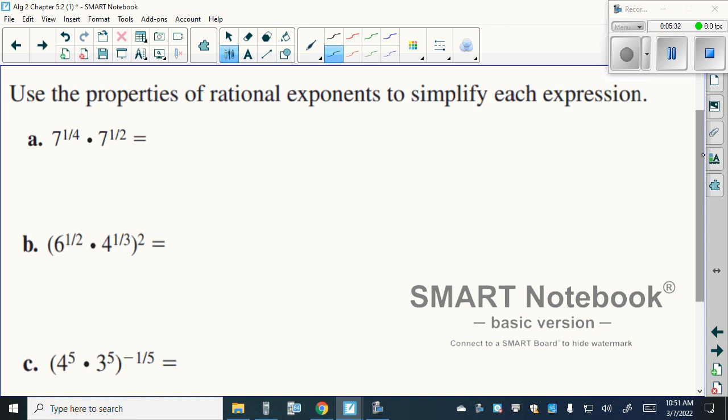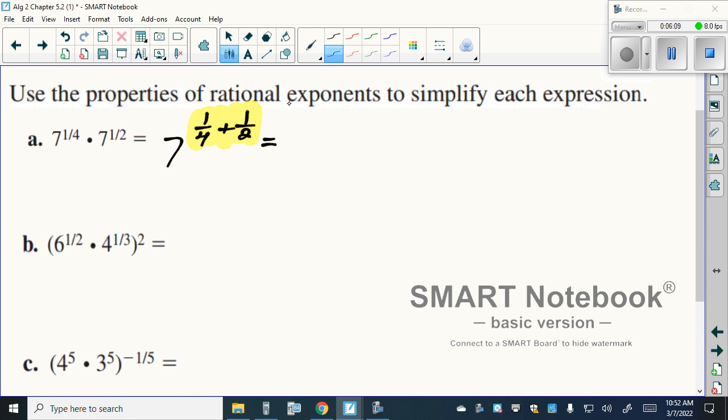Now the first one that we have is 7 to the 1/4 times 7 to the 1/2, and we want to simplify these as far as possible. Here, since we have like bases being multiplied together, we will add the exponents. When we multiply like bases, we add the exponents. So here we're going to have 7 to the 1/4 plus 1/2. Now to really finish simplifying it, we need to add 1/4 plus 1/2.